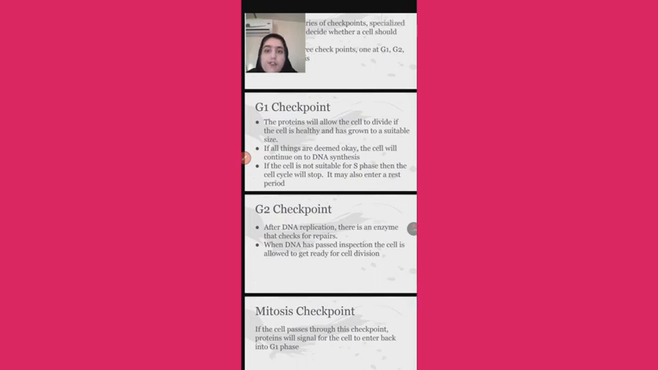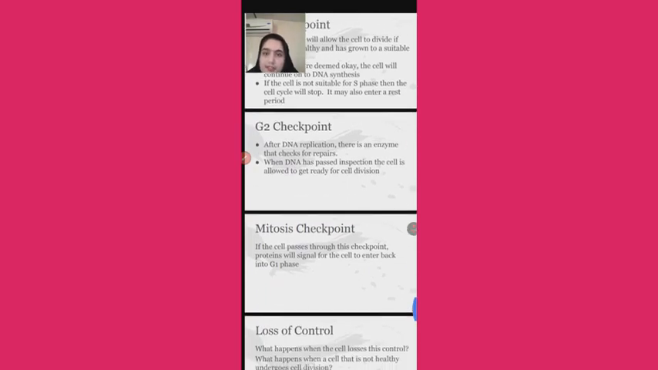G1 checkpoint. The protein will allow the cell to divide if, please pay attention, the cell is healthy and has grown to a suitable size. If all things are deemed okay, the cell will continue to DNA synthesis. So, if the cell is not suitable for S phase, then the cell cycle will stop. It may also enter a rest period.